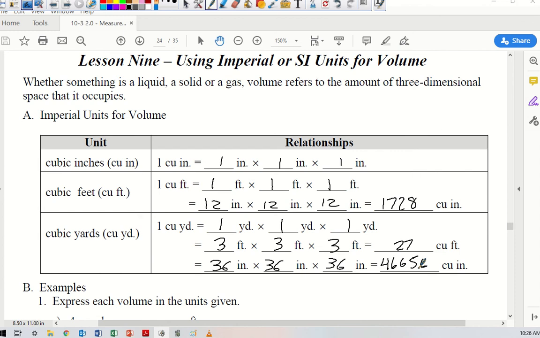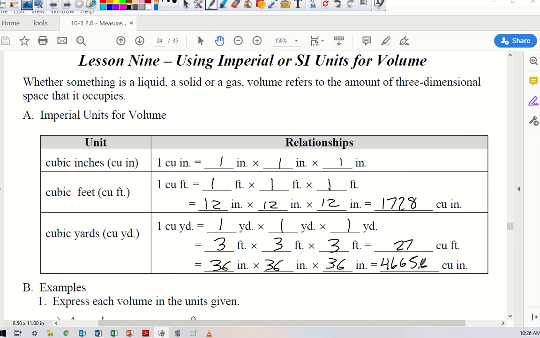Okay. This right here is the basis of what we're going to be doing in 10C. In 10-3, all you have to know is what's on your formula sheet. 1 cubic yard is 27 cubic feet. I don't think 46,656 cubic inches is on your formula sheet. But you can go cubic yards to cubic feet and then cubic feet to cubic inches, and it works just fine.